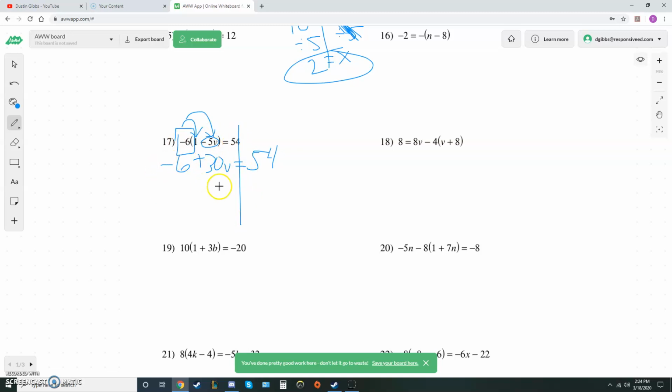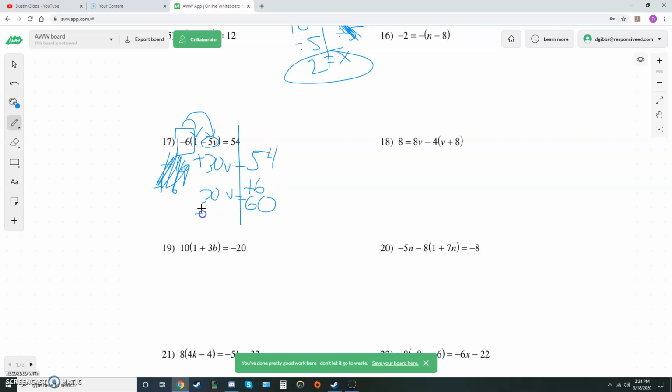Anyways, moving on, again, I want this variable by itself. So let me take this negative 6 and get rid of it by adding a positive 6 here. So now this is 30v equals 60.